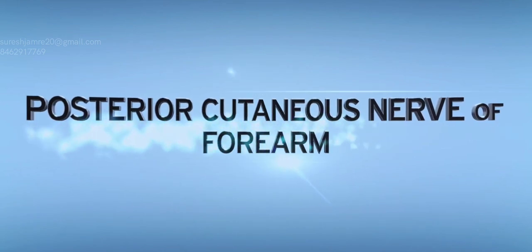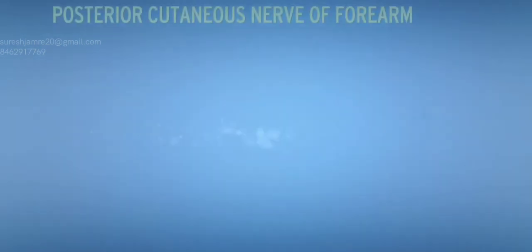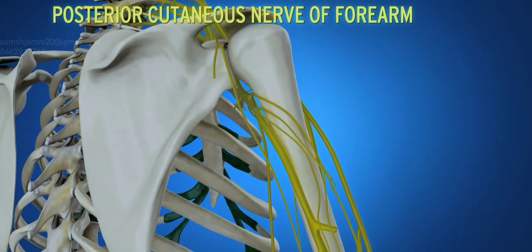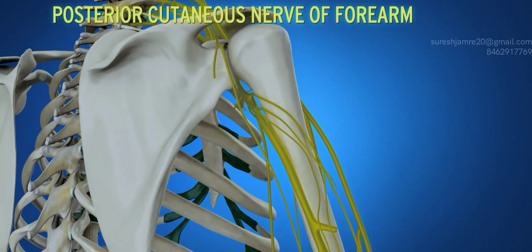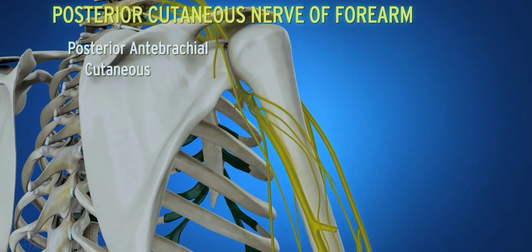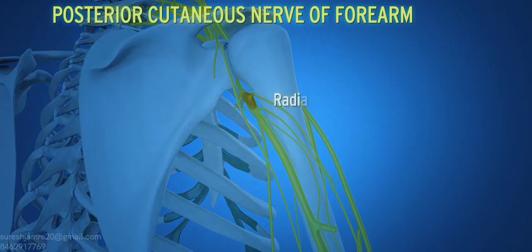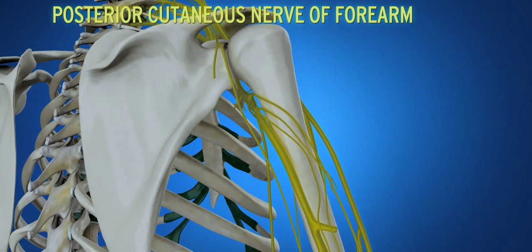Posterior cutaneous nerve of forearm. The posterior cutaneous nerve of forearm, also known as the dorsal antebrachial cutaneous nerve, the external cutaneous branch of the musculospiral nerve, posterior antebrachial cutaneous nerve. Origin. It arises from the radial nerve in the posterior compartment of the arm, often along with the posterior cutaneous nerve of the arm.